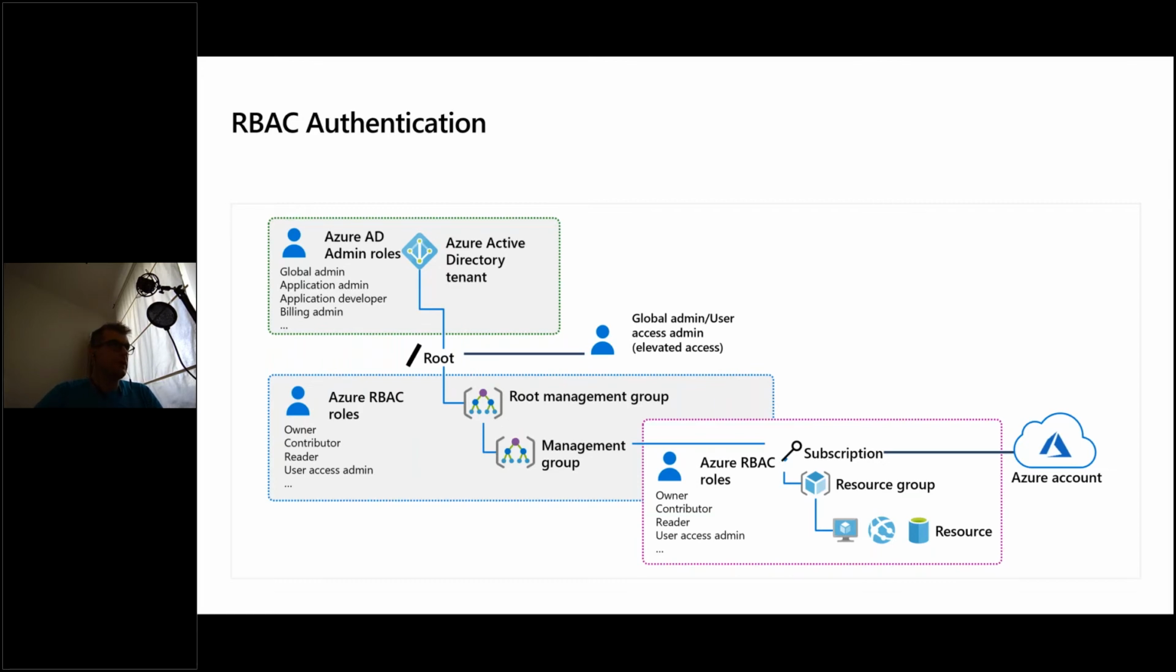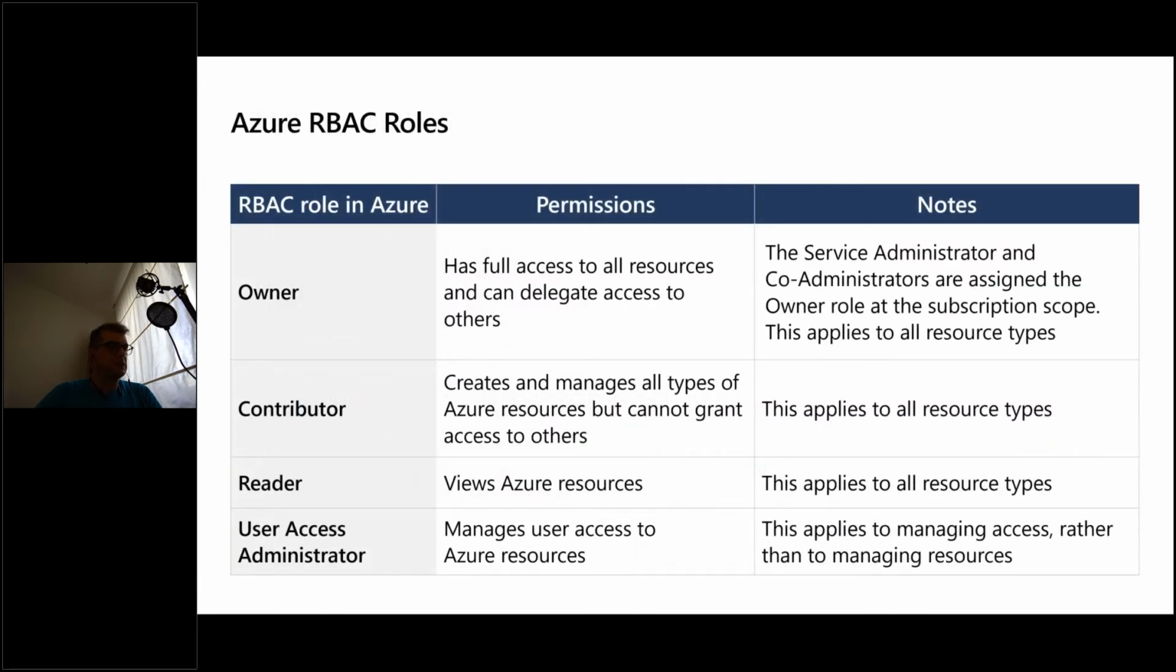And there, like we mentioned before, there are some basic Azure role-based access control roles, which I mentioned before: owner, contributor, reader, user access administrator. So owner has full access and can delegate access. Contributor cannot grant access to others, and reader is practically just reader, and user access administrator manages these resources. So how can we build our custom roles practically?